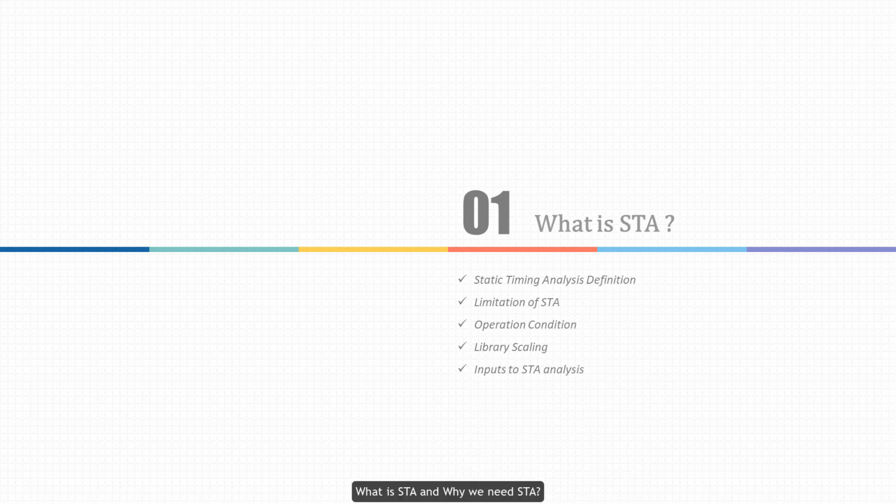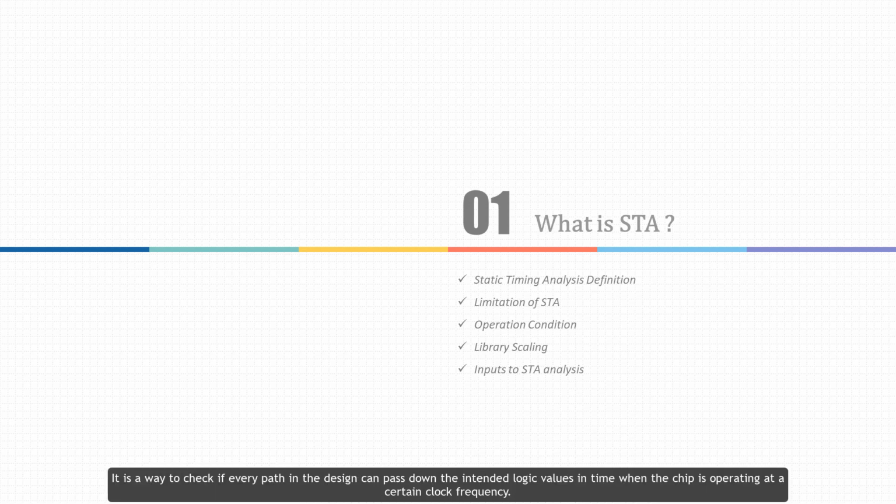Chapter 1. What is STA and why we need STA? There is no strict definition of static timing analysis. It is a way to check if every path in the design can pass down the intended logic values in time when the chip is operating at a certain clock frequency.